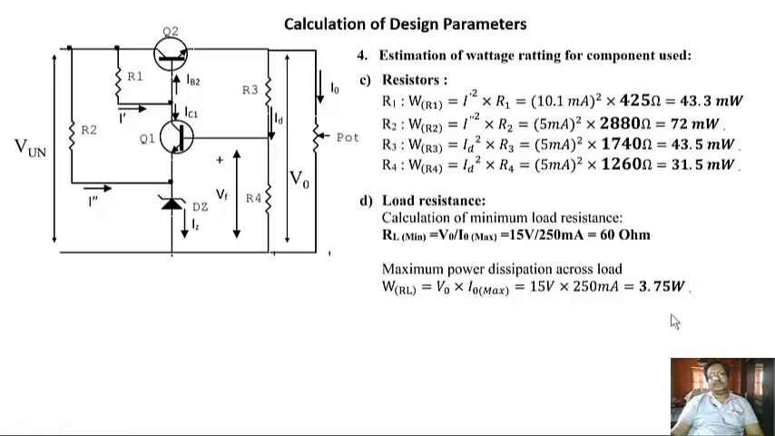The same thing we can do for the resistors also. The wattage rating for the resistors can be obtained using the I square R formula. For R1, the wattage rating is 43.3 milliwatt. For R2, it is 72 milliwatt, R3 43.5 milliwatt, and R4 31.5 milliwatt. At the same time, we need to calculate the wattage rating requirement for the load resistance. The maximum wattage rating for the load resistance can be obtained using this formula: V0 into I0 max, that is 3.75 watt. Also, to confirm a maximum 250 milliamp current to the load, we need to connect a minimum load resistance, and that is RL min equal to V0 by I0 max. It comes out to be 60 ohm.